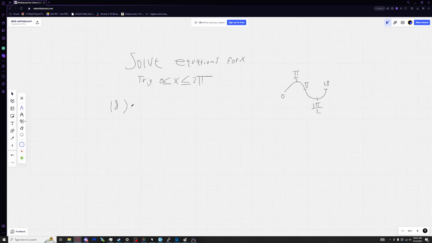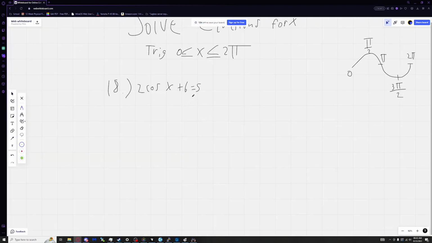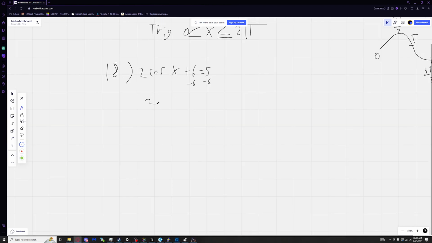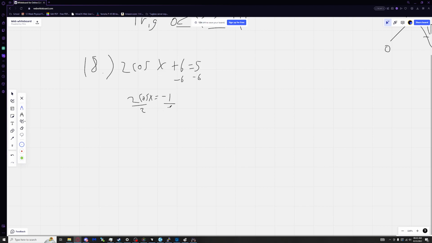The function is a trigonometric function of 2 cosine x plus 6 equals 5. Alrighty, so all we're doing here is solving the equations for x. Now let's see how we're going to do this. First, I want to move the 6 to the other side so that we can get the x to be isolated. So we get 2 cosine of x is equal to -1. And then we're going to have to halve both sides, and we get cosine of x equals -1/2.